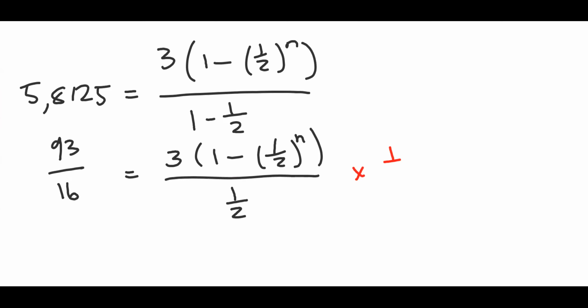Now to get rid of the half, I'm going to multiply both sides by a half. So that should cancel this denominator here. And then I'm also going to multiply this side by a half, which should give us 93 over 32.